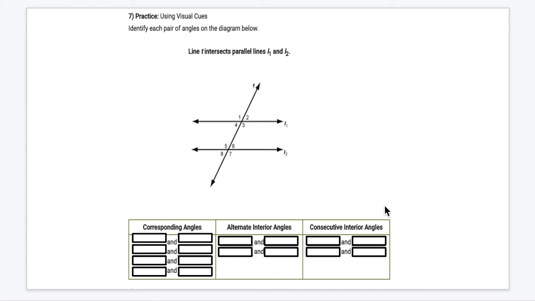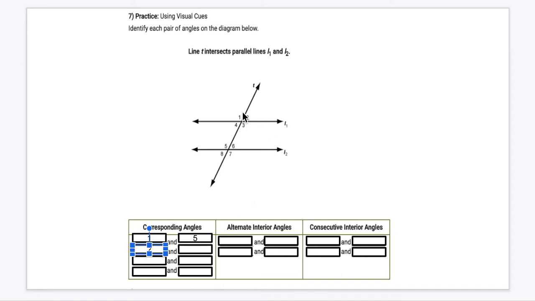So let's actually practice identifying some pairs of corresponding angles, alternate interior angles, and consecutive interior angles. So for corresponding angles, I'm going to start off with angle 1. So angle 1, and I want to look on the opposite parallel line, so L2, and I want it to be in the same position as angle 1 is on L1. So I see that angle 5 is in the same position, so angle 5 is my corresponding angle to angle 1. Let's go to angle 2, okay?